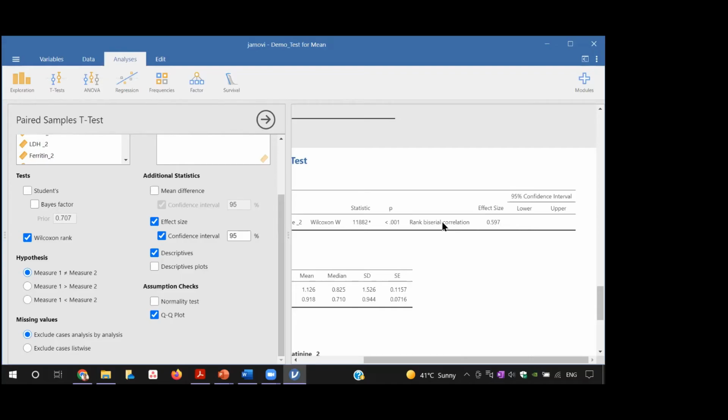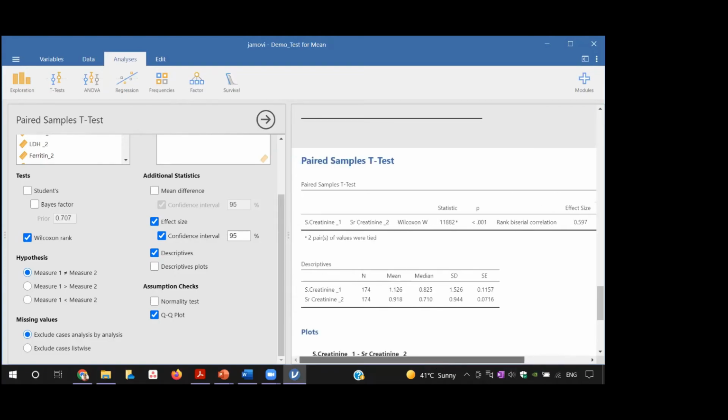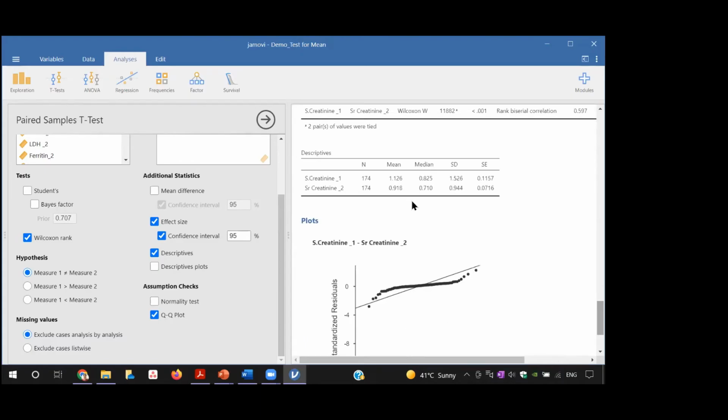Actually, I did not tell you, maybe I mentioned it once, that we apply the biserial correlation when there is an ordered, that is ordinal scale. And in this case, when it is not normally distributed, it gives you the paired effect size using the biserial correlation. And then you can see here the median value.